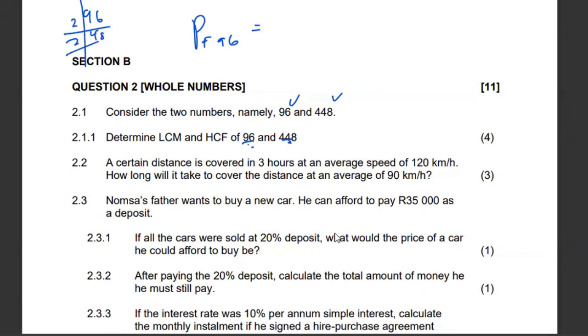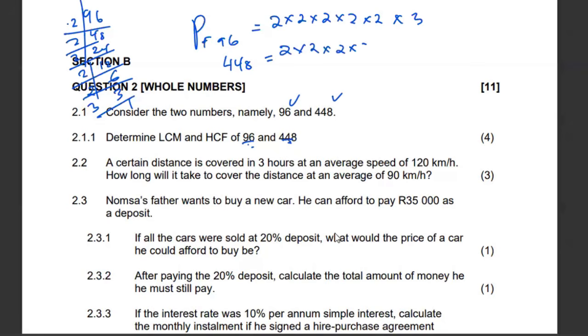So 48, 24, that's a 12, divided by 2 is a 6, by 2 is a 3, and then by 3 is a 1. So how many 2s? 1, 2, 3, 4, 5. So 2 by 2 by 2 by 2 by 2 by 3. And then 448, I'm just going to use the calculator. Shift factorization, I'm getting 2 by 2 by 2 by 2 by 2 by 2. Those are 6, then times 7.